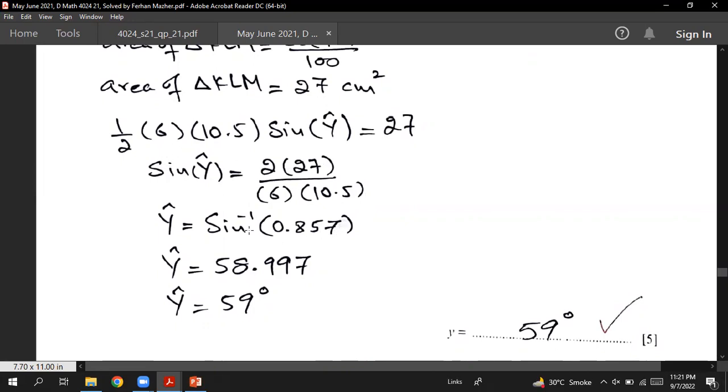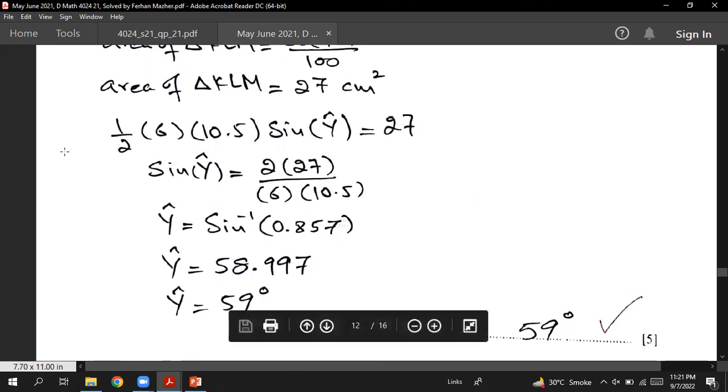So this sine will go to the other side and become sine inverse. In your calculator, you will write shift sine 0.857 bracket close equals, and that will be 58.997. So the Y value will be 59 degrees. The value of Y will be 59 degrees.